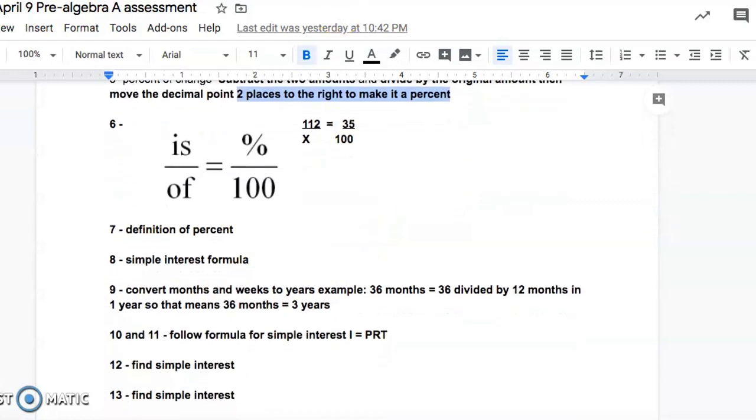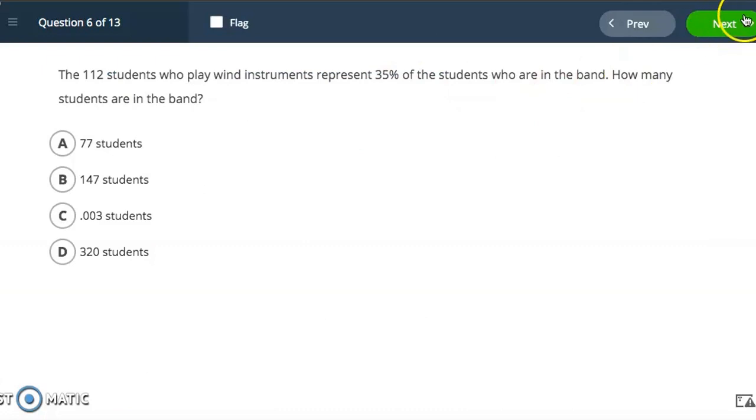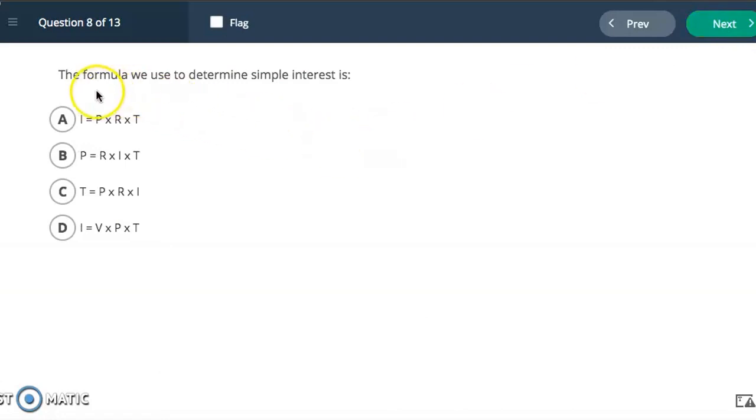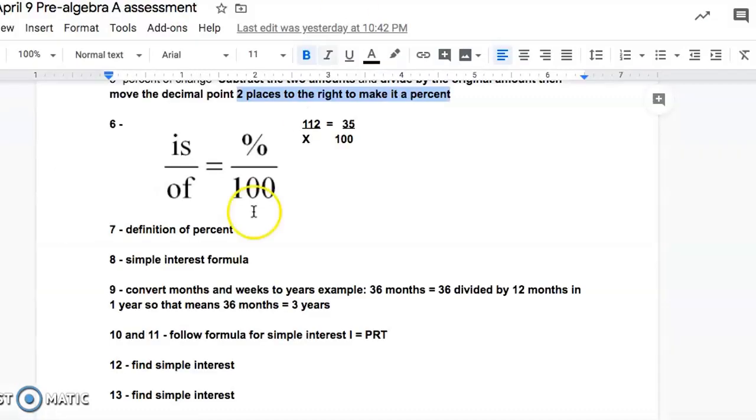Okay, number 7, you're just going to give your definition of percent. Choose what you think is the best definition. Number 8, the formula we use to determine simple interest is, so number 8, what is the simple interest formula?